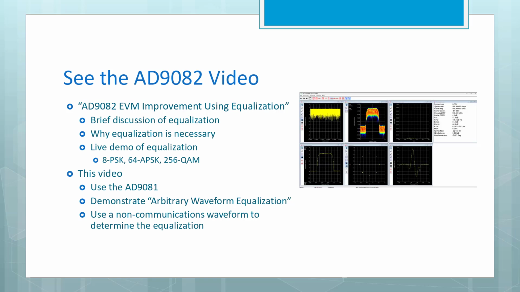In this video, we're going to switch things up and use the AD9081 chip, a very similar chip to the 9082, just a little bit different. We're going to demonstrate what we're calling arbitrary waveform equalization. And we will use a non-communications type of waveform to determine the equalization.